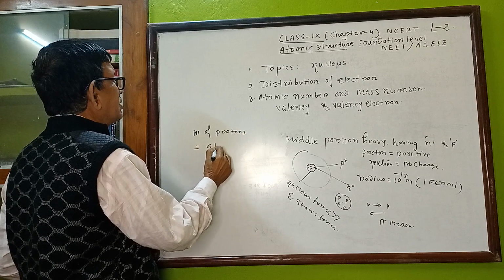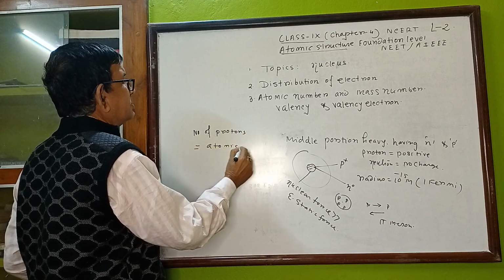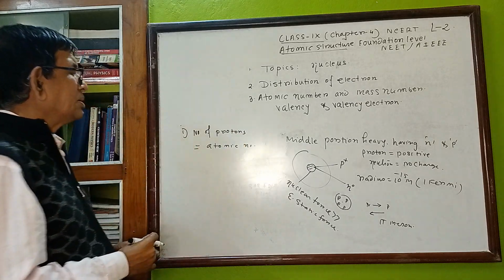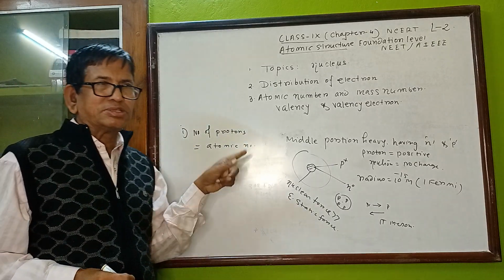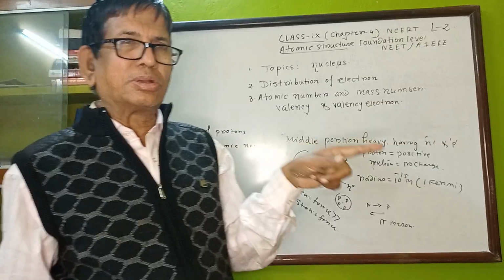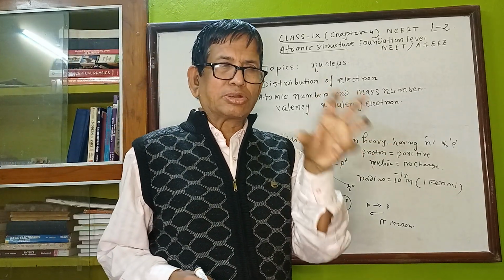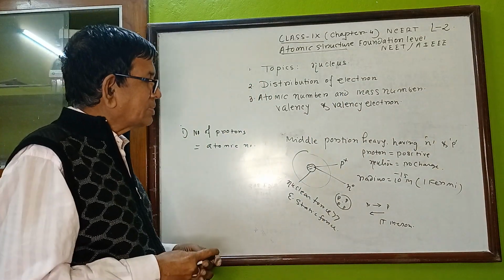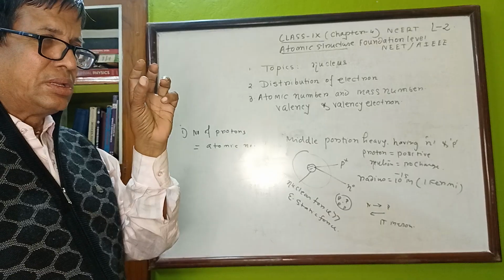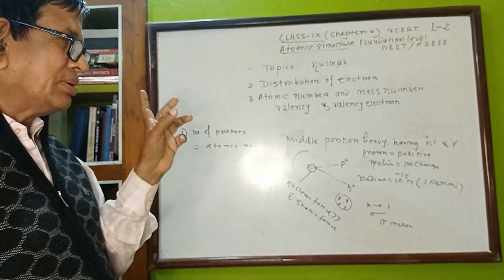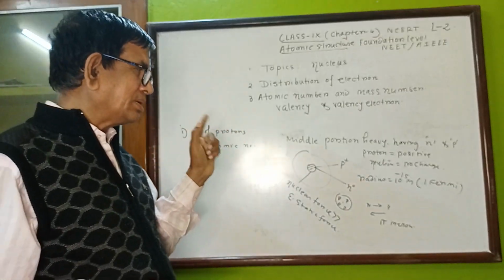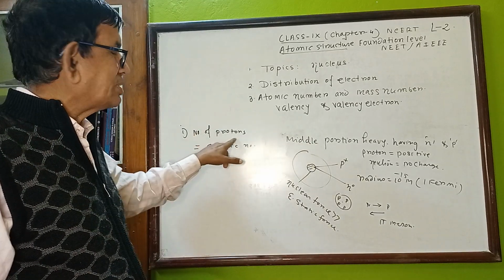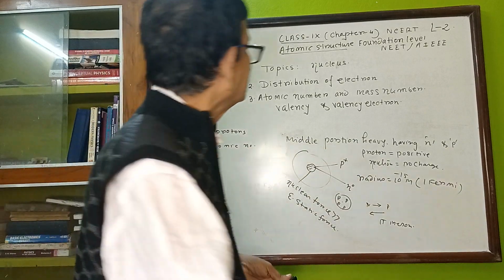Now, the number of protons is called atomic number. This atomic number, the proton number, is equal to the number of electrons. As a result, the atom is neutral in nature. So again I am telling, the nucleus is the heavy portion, having two kinds of particles, one is the neutron, other is the proton. Proton is positively charged. Total number of protons is called atomic number.